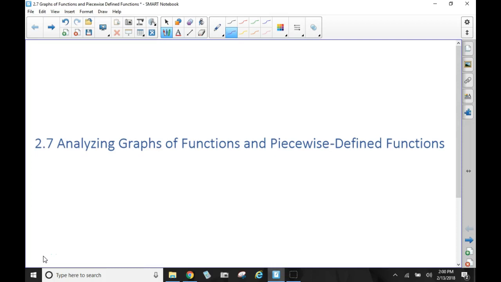Okay, so today in section 2.7, we're going to be looking at analyzing graphs of functions as well as piecewise defined functions, and then we also have the greatest integer function. Now, when we're looking at analyzing graphs of functions, what we're really going to be looking for is what type of symmetry this graph displays.